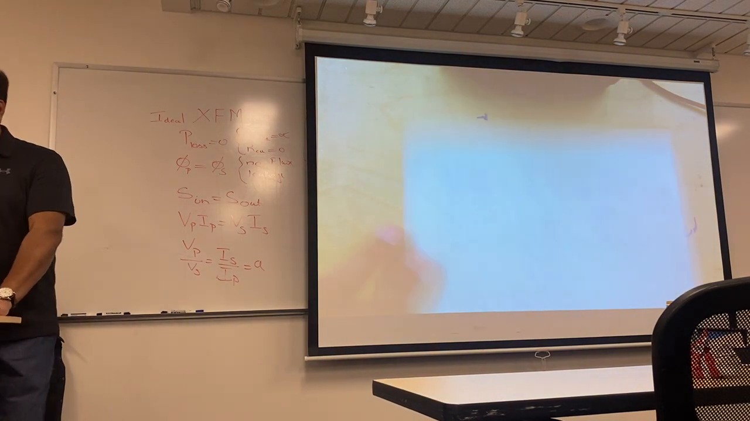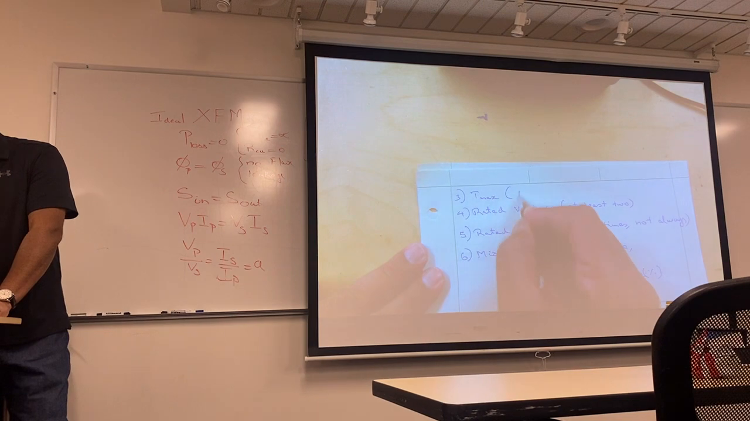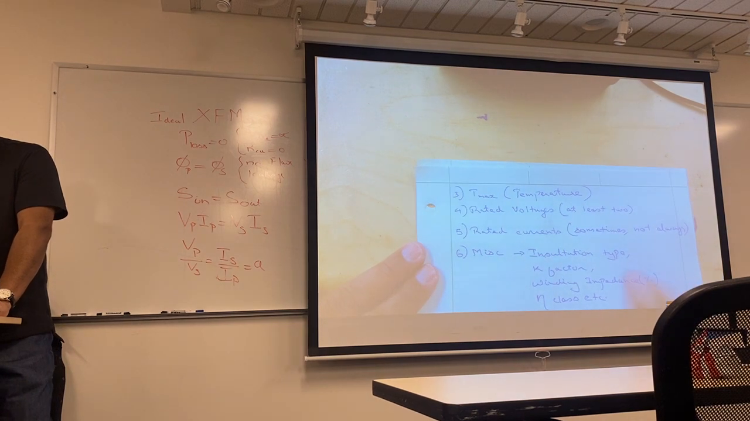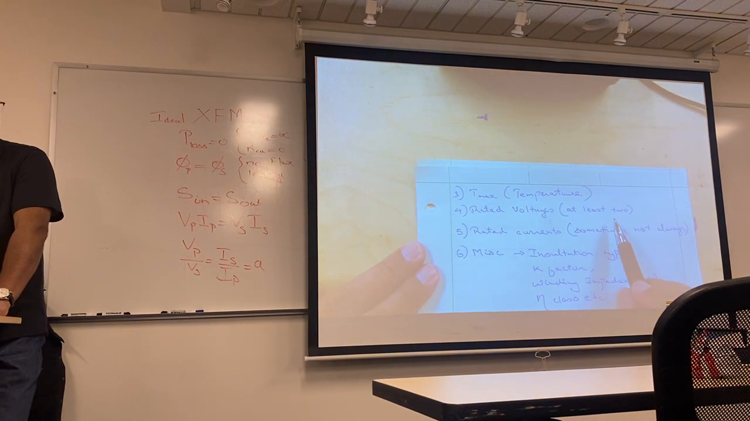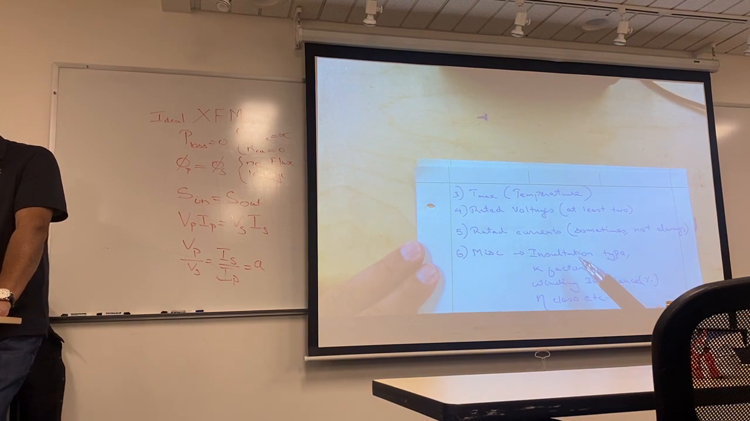T max we just saw is temperature. Rated voltages at least 2. So what that means is your high and the low, but you can have many, like in the K transformer that we saw a bunch of voltages. Rated currents, I think I have seen it in power transformers, not a whole lot in the other. And then a lot of miscellaneous stuff.